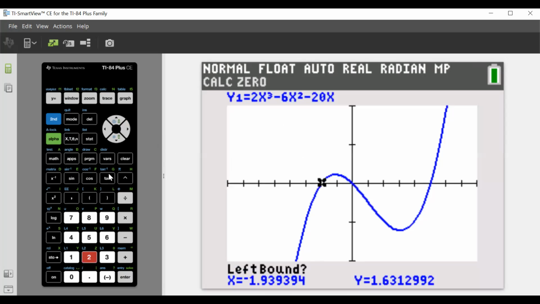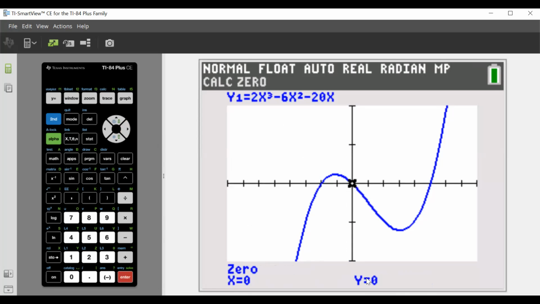Let's type 2. And now we'll go over here and find that middle one. It's probably (0, 0), but we're going to play dumb and pretend we don't know what it is. And so we hit enter, and guess what? It is (0, 0).